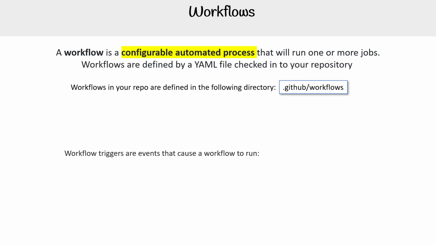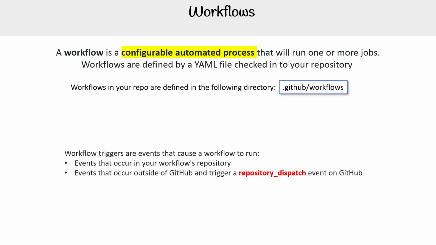Workflow triggers are events that cause workflows to run. This could be an event that occurs within your workflow's repository, or events that occur outside of GitHub, and this is generally with the repository dispatch. You'll definitely want to remember that one as it will show up in your exams. And then we have scheduled times or manual. Those are the ones that we're going to be looking at, and we'll definitely cover all of them.